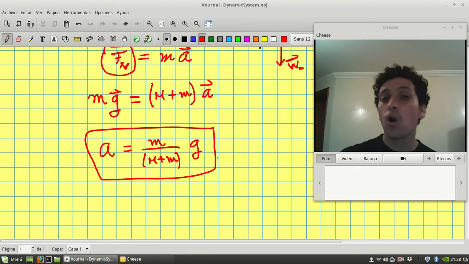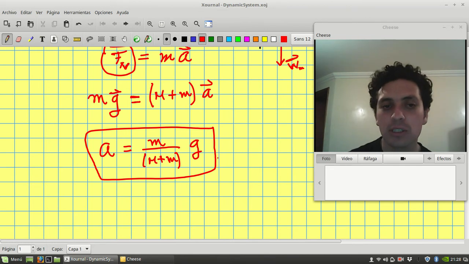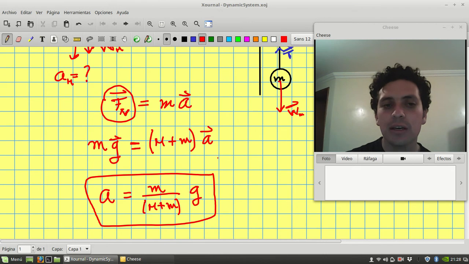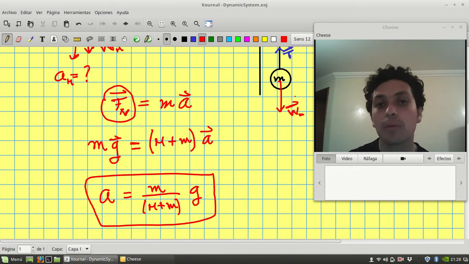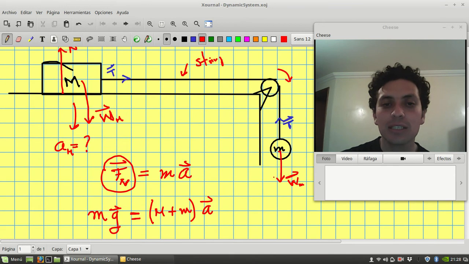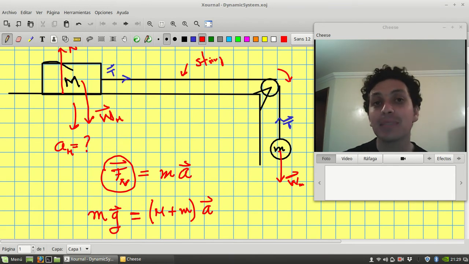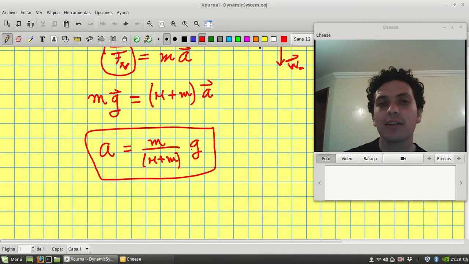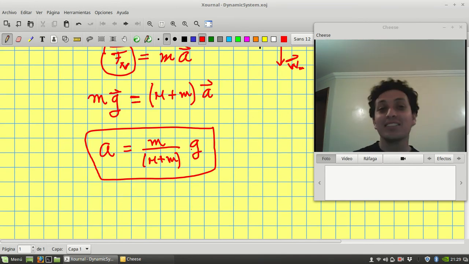You can see that it's quite simple to get the acceleration of the system, instead of having a free body diagram for each block and then determining the acceleration by solving the system of equations. As you can see, we just have to take forces in the direction of the motion. In this case it is the weight, the force that is pulling the objects, equal to the masses moving in the system, m plus capital M, times the acceleration, and then you can find the acceleration. It's pretty simple, right? You just need to learn how to apply Newton's law, and that's it.